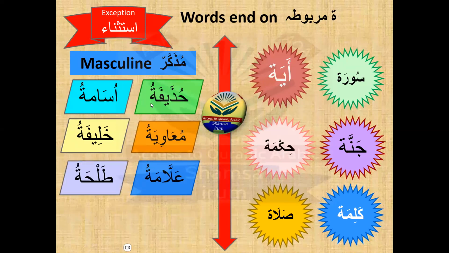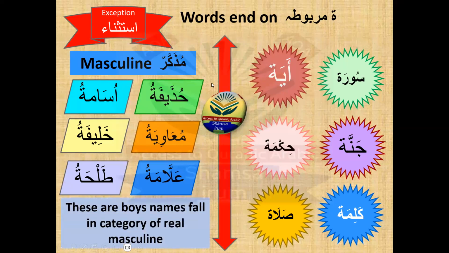Talhatu. If I ask you why they are not in the category of feminine, why they are masculine, even though there is a round ta at the end of the word, you will say that it is because they are the names of boys, they are not the names of girls. This is the reason, that these are the boys' names.